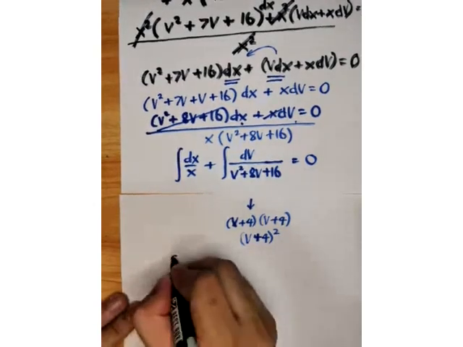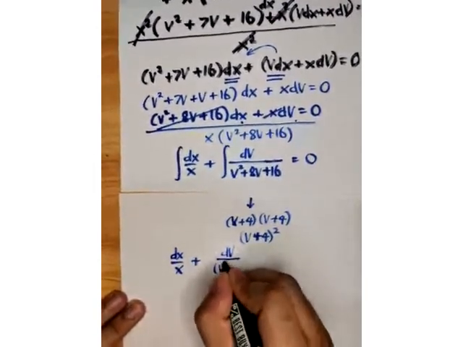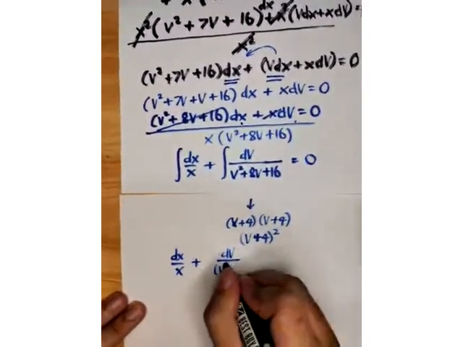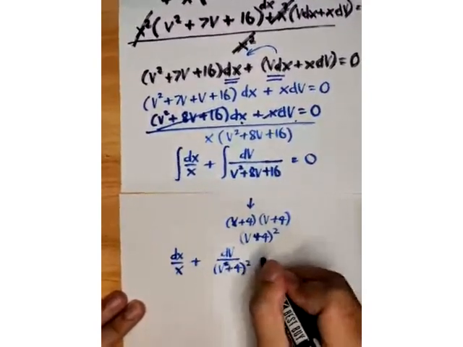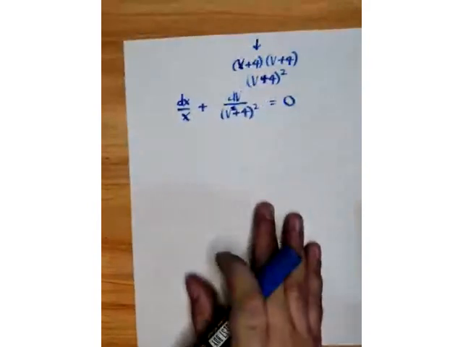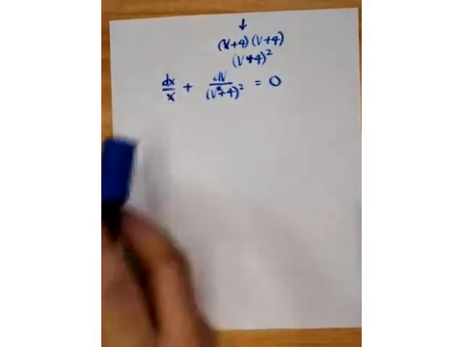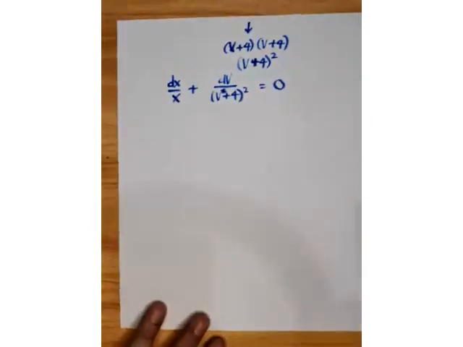Okay, so we can rewrite that as dx over x plus dv over v, v lang pala, v plus 4 squared is equal to 0. Okay, tama ba? So, susunod na gagawin ay let's integrate. So, integral it. How about this one? How will we integrate that?